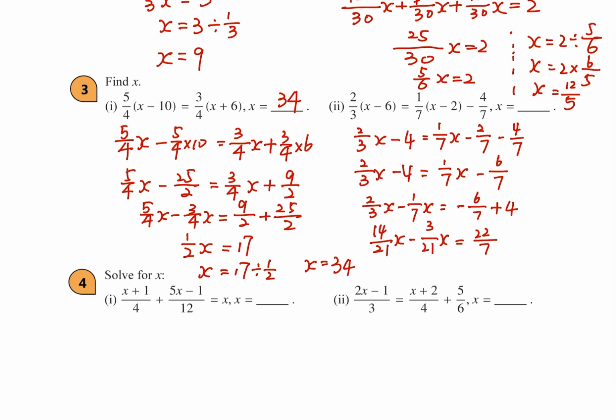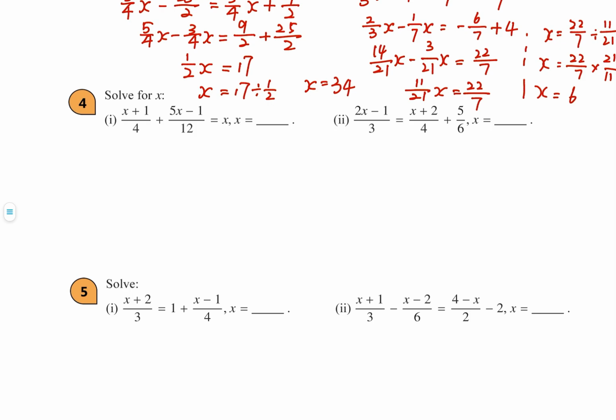So on the left-hand side, we've got 11/21 x is equal to 22/7. Therefore, x is equal to 22/7 divided by 11/21. And if you flip it and then multiply, you'll get 6 as the answer. So after all of these, we got a whole number as the answer. All right, so that's for number 3.